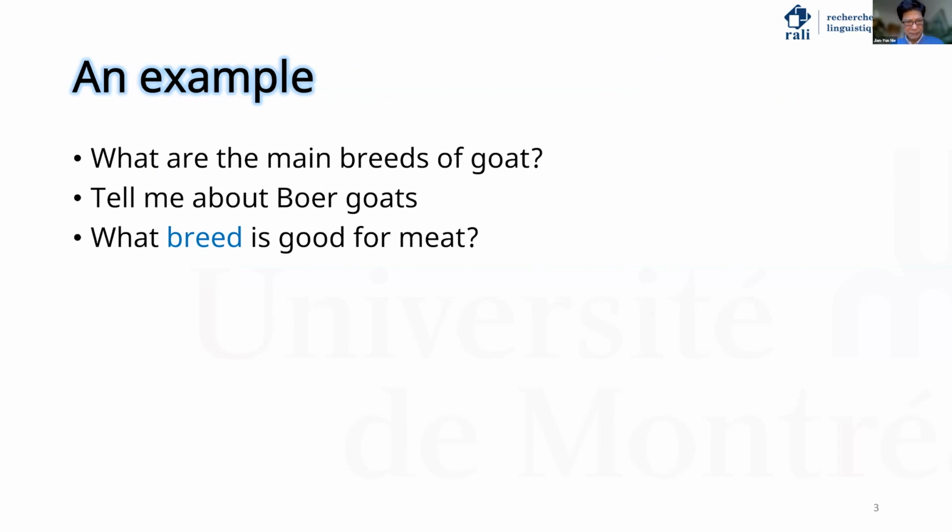Suppose that we have the first question, what are the main breeds of goat? And then followed by the second one, tell me about the Boer goats. And then the last one is what breed is good for meat. Here, when we talk about breed, in the conversation context, we have in mind that the breed is a breed of a goat. But this is not mentioned in the last query. So there is a need to relate this last query to the previous conversation context. So that's one of the needs for conversational IR.